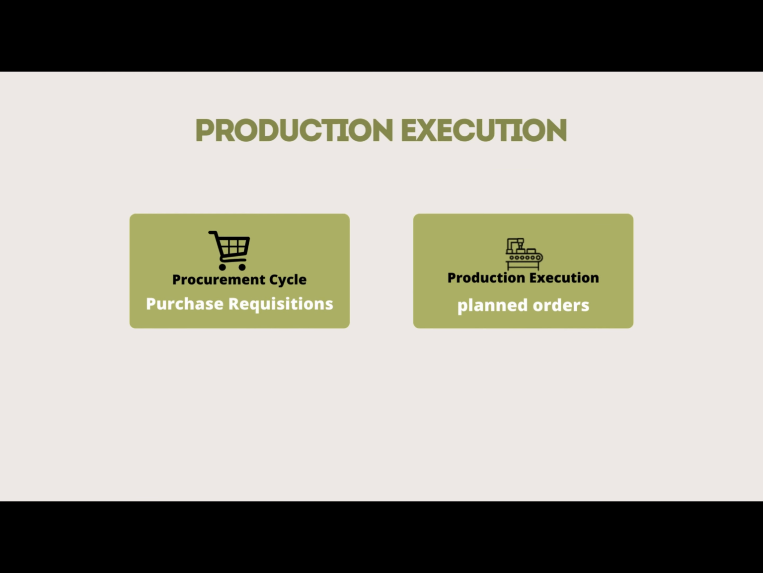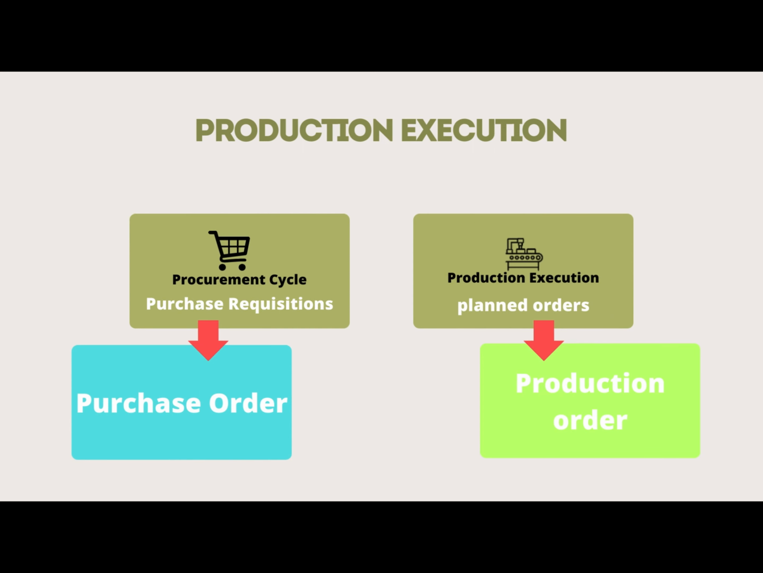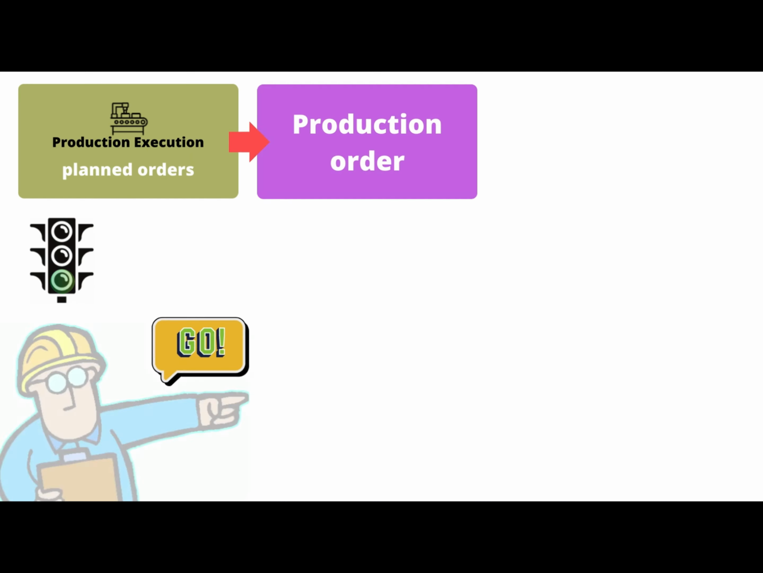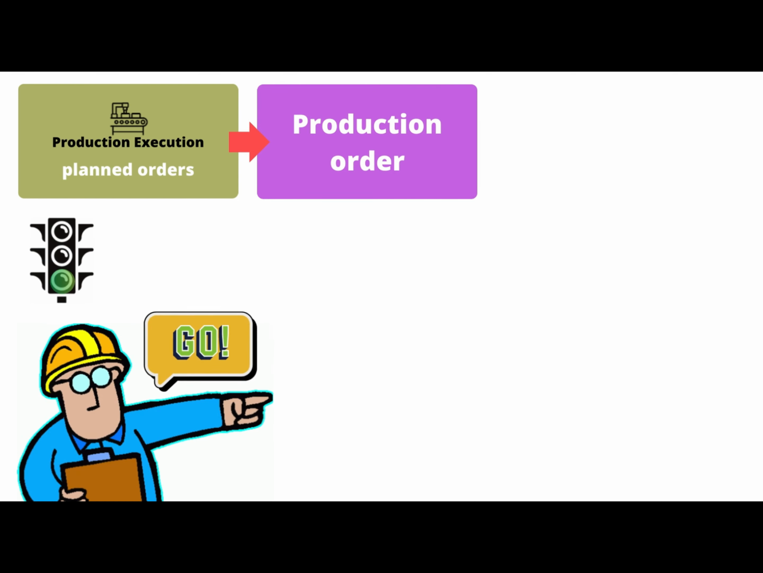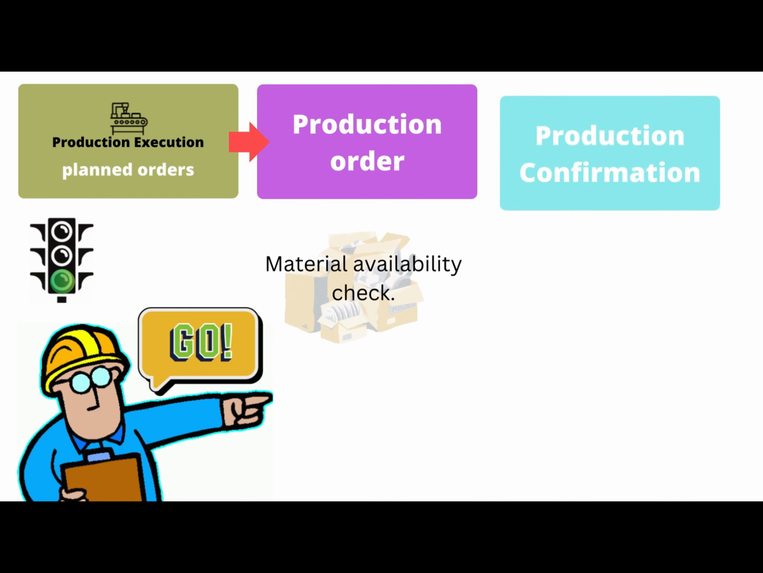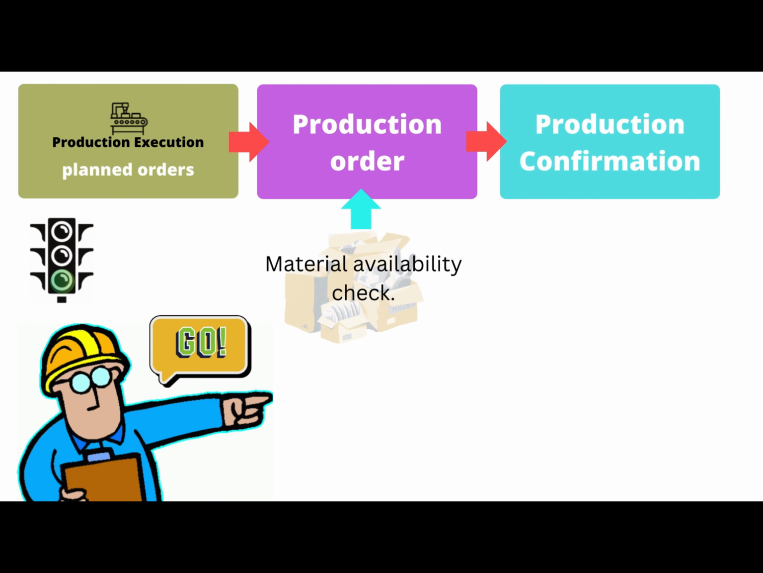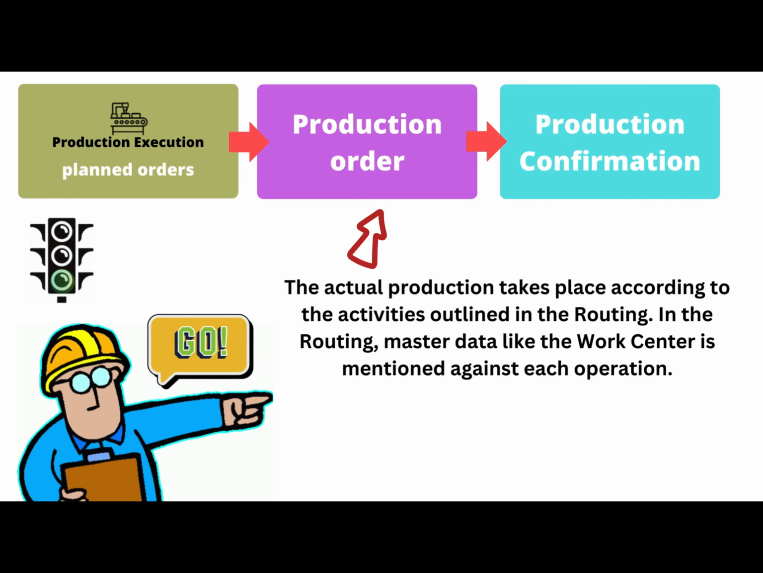Here, those planned orders we chatted about earlier can be converted into production orders. We schedule them based on when we're planning to produce, and we use key info from our master data like routings. The production supervisor on the shop floor gives the green light to these production orders, and they also make sure we've got all the materials we need. A kind of material availability check. The actual production takes place according to the activities outlined in the routing. In the routing, master data, like the work center, is mentioned against each operation.